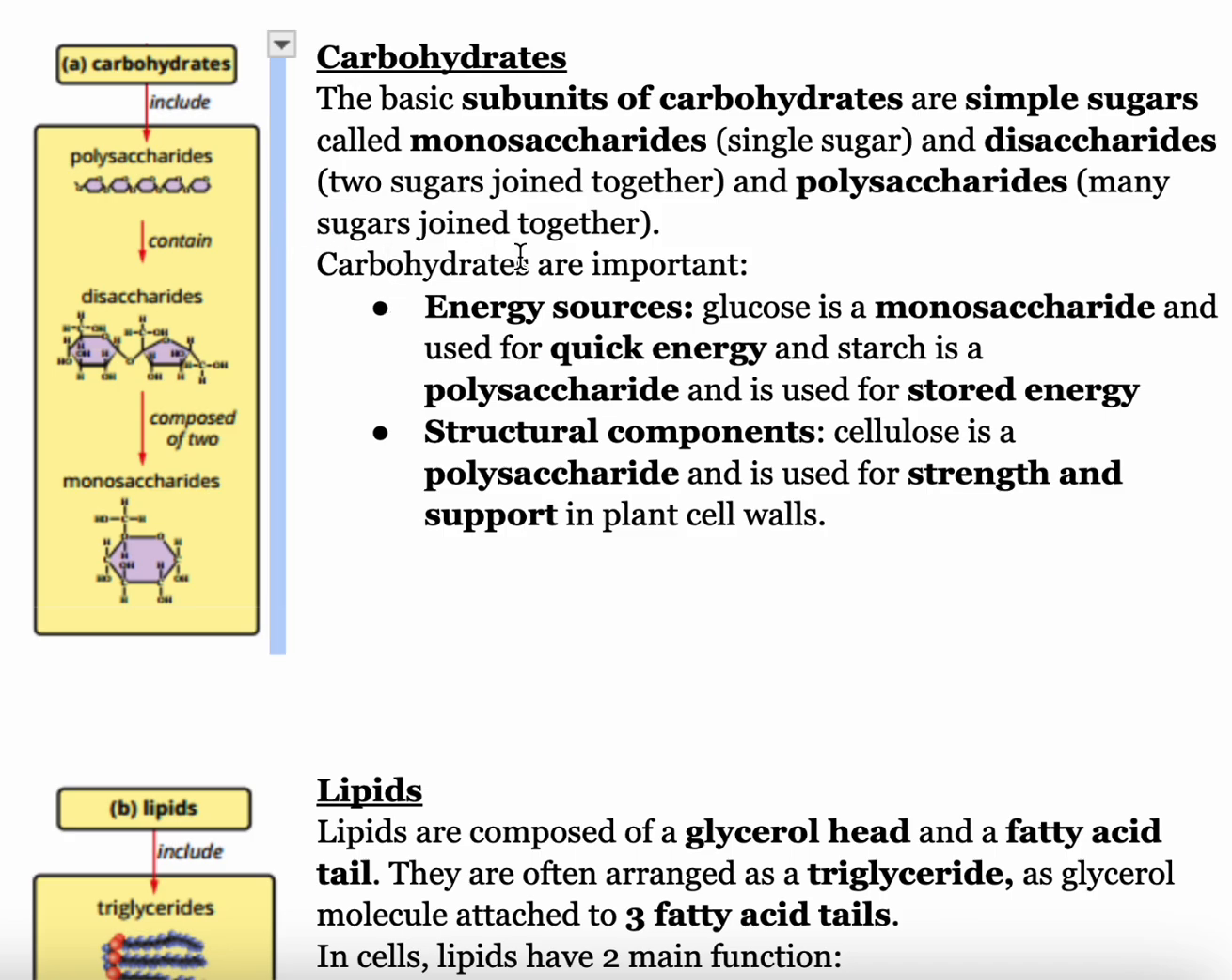Moving on, carbohydrates. The basic subunits of carbohydrates are simple sugars called monosaccharides, and disaccharides, two sugars joined together, and polysaccharides. So basically, mono just means one, di just means two. You just have to remember saccharides and you'll know. And poly, like polygon, means many sides.